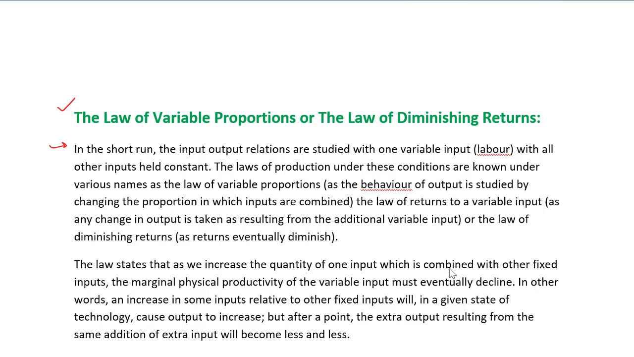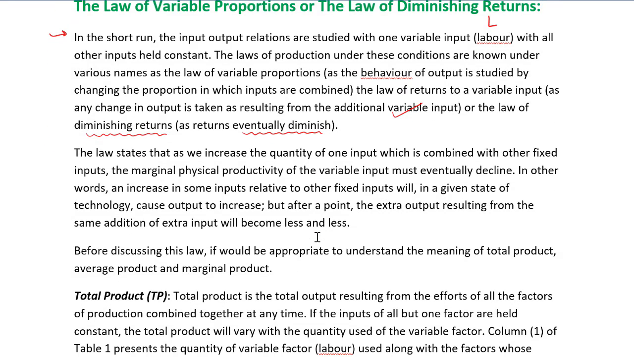In the short run, the input-output relations are studied with one variable input, that is labor, denoted by the capital letter L, with all other inputs held constant. The law of production under these conditions is known under various names: the law of variable proportion, as the behavior of output is studied by changing the proportion in which inputs are combined; the law of returns to a variable input, as any change in output is taken as resulting from the additional variable input; or the law of diminishing returns, or law of eventually diminishing returns, as return eventually diminishes.